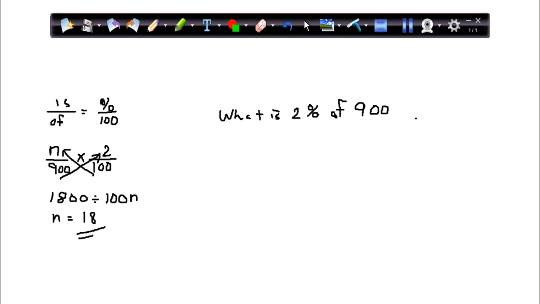So I've shown you 3 ways in which you could do percentages. And if you look in your book on page 264, they're showing you the same thing in terms of cross multiplying to get the answer. But I've shown you 3 ways to do it. End of this lesson.